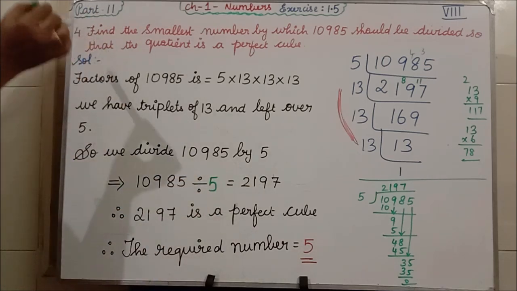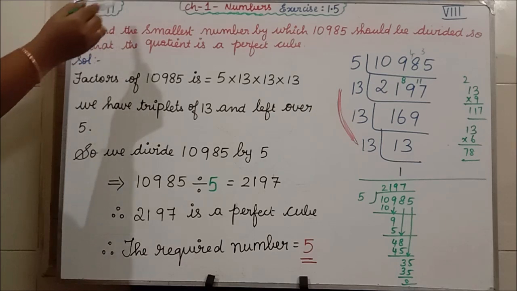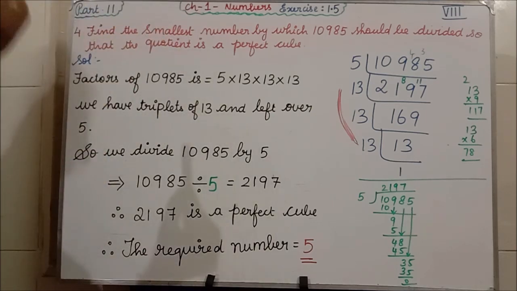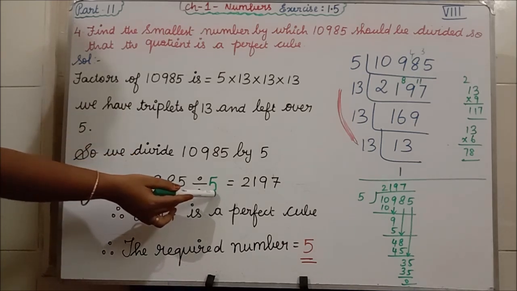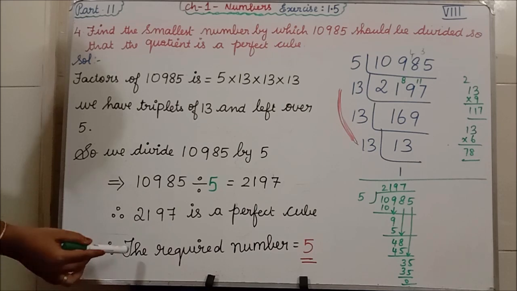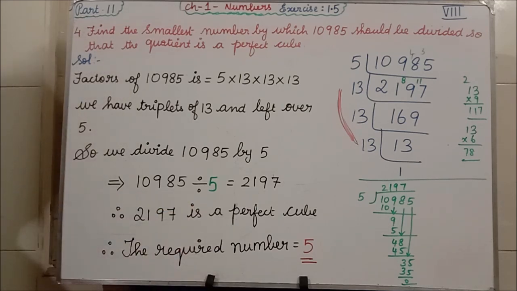Okay, so in the question what are they asking to find? Find the smallest number by which 10,985 should be divided. So which number should be divided with 10,985? They were asking. So what number have we divided with? We have divided with 5. Therefore, the required number is equal to 5. Clear students, all of you, the fourth question?